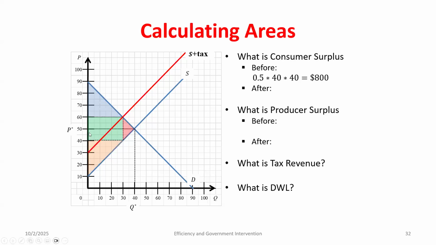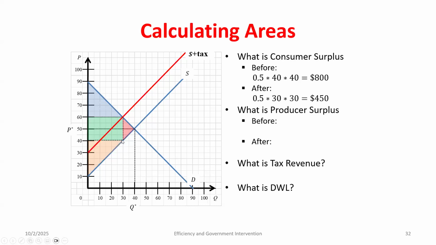20, right? Now, what would this green area represent? Tax revenue. What did we say the height of that rectangle would always be? The value of the tax, which sure enough, the difference between the supply curve and the supply curve with the tax was that $20. So this blue area should be my consumer surplus. This is the new price consumers pay, the area above that, below the demand curve. So it's 30 times a half, or 450.